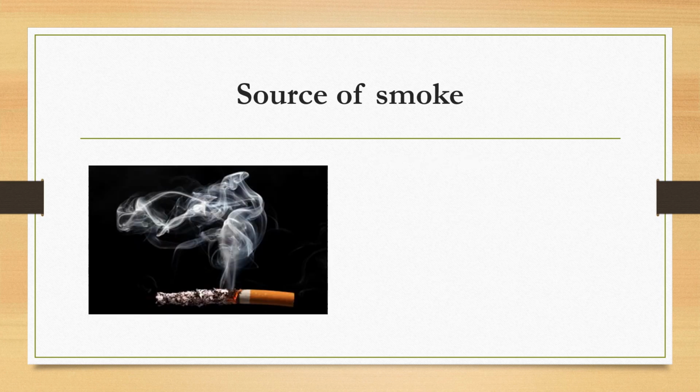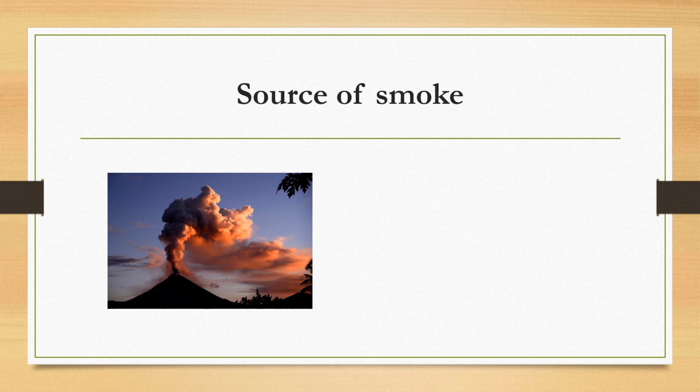Identify the source of smoke illustrated in this picture. Burning of cigarette produces smoke. Note that smoke from cigarette is a major source of indoor air pollution. This picture illustrates a natural source of smoke. Observe the picture and identify the source. Large amounts of smoke is released into the air during volcanic eruptions.